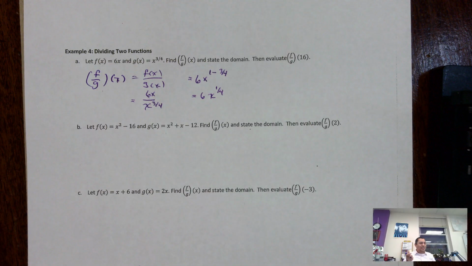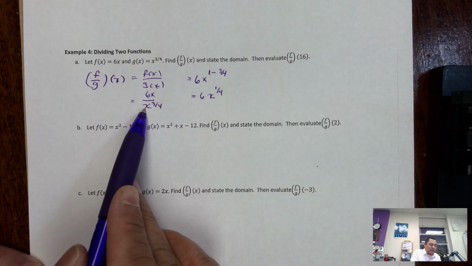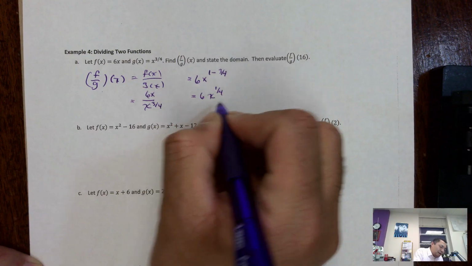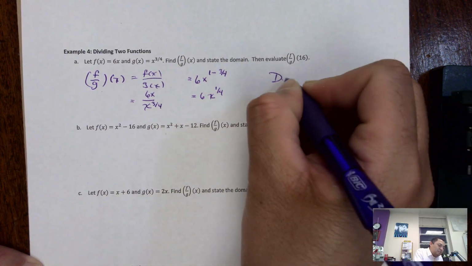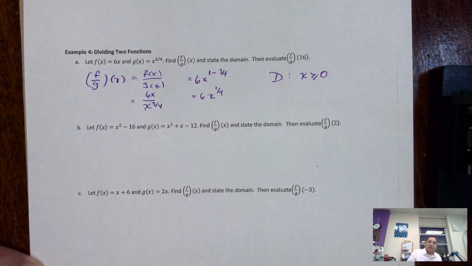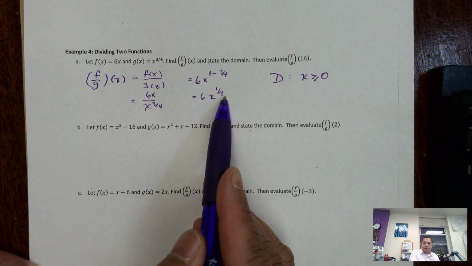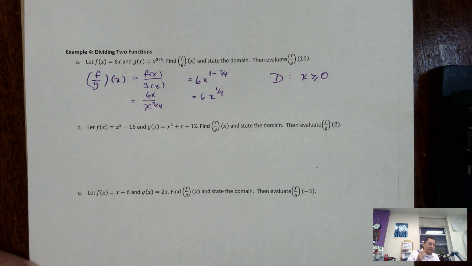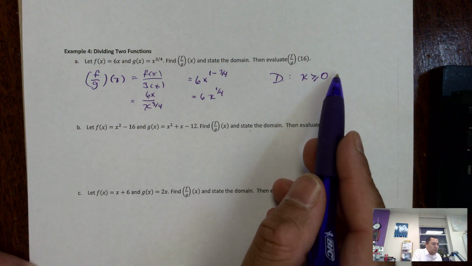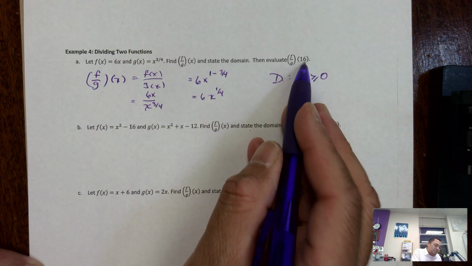So we don't have anything in the denominator, but still, look at this one. I have x to the 3/4 here. So I need to put that the domain of this function is x greater than or equal to 0, because it's a radical function. I have 1/4, with the denominator 4 being even, so x is greater than or equal to 0. Now I need to do the evaluation.